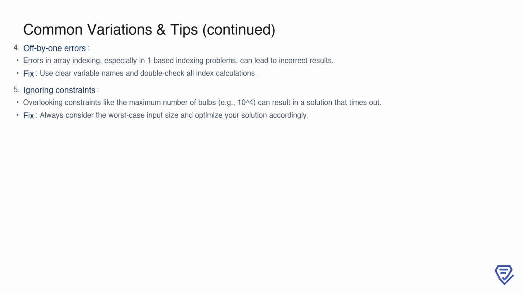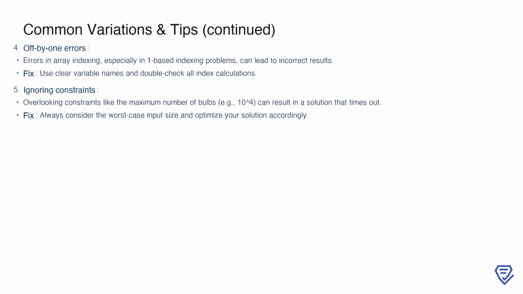Another common error is off-by-one mistakes in index calculations. This is especially tricky in problems that use one-based indexing, as it can lead to subtle bugs. To prevent this, use clear variable names and double-check your indexing logic.